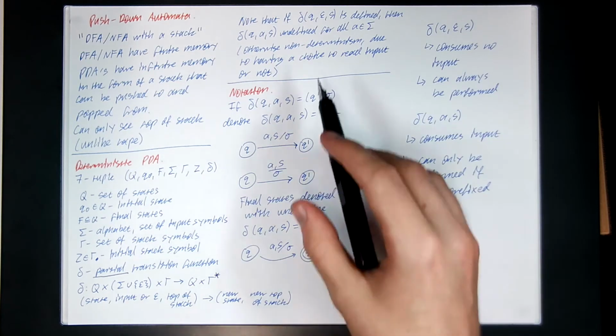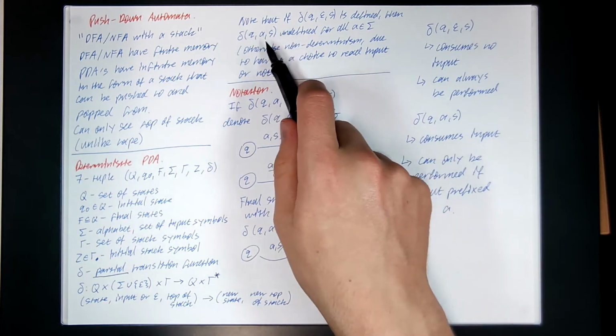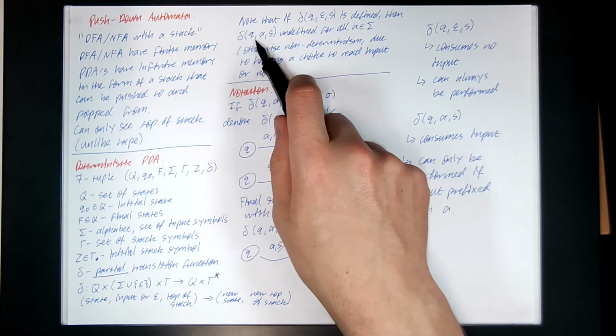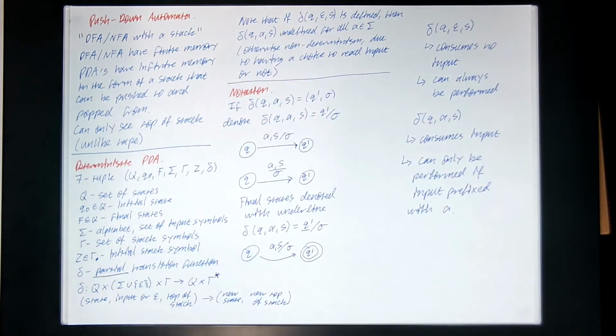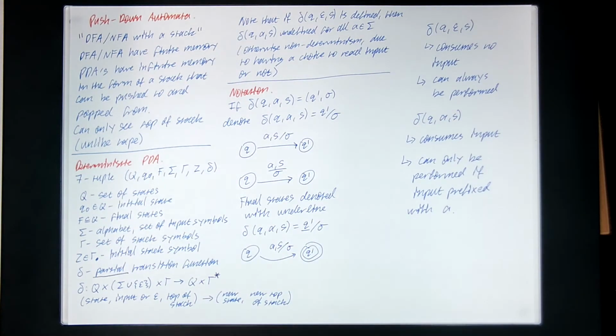Okay? We note that if delta of Q, epsilon, S is defined, that is, from state Q I can read nothing and go somewhere, then for all other input symbols A, delta of Q, A, S must be undefined. The reason is that otherwise I could get to choose whether or not to read input. And being able to choose basically introduces non-determinism, which is not what we want for a deterministic pushdown automata.